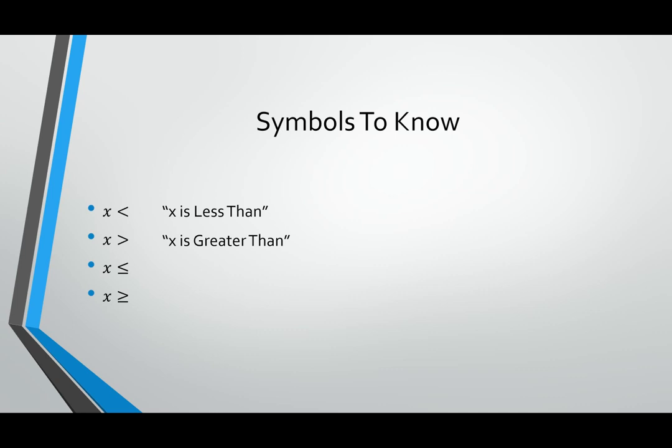X is greater than. And then the third one will be x is less than or equal to. You'll notice it's got that little bar underneath it. That's like half an equal sign. So it's combining the less than symbol and the equal to symbol into one to make x is less than or equal to. And then the last one, of course, x is greater than or equal to. So no surprise there.